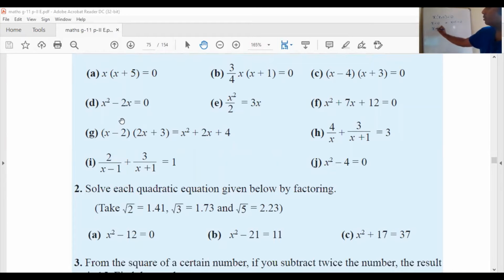Then there should be two solutions, two roots, for a quadratic equation. x equals 0 or x equals, if you take positive 5 to the other side, it becomes negative 5. These are the solutions: 0 and negative 5.